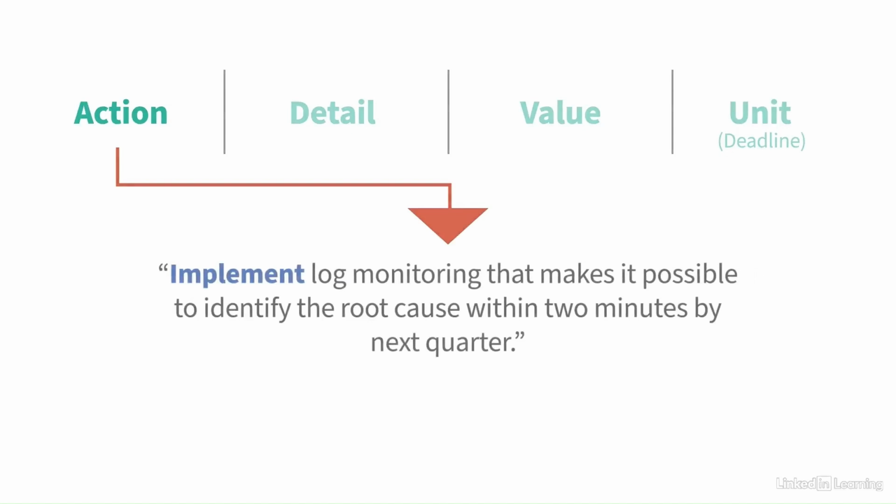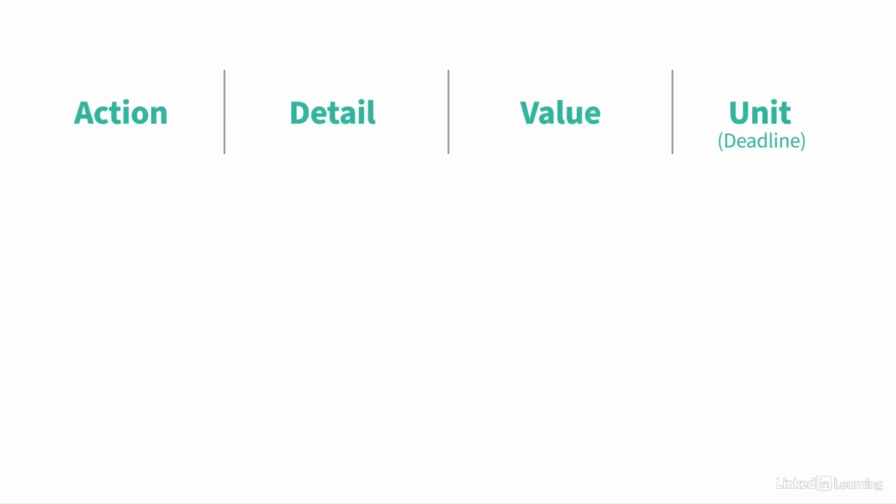Another example would be: implement log monitoring that makes it possible to identify the root cause within 2 minutes by next quarter. Right? Okay, so you need to implement something here. You need to implement log monitoring that makes it possible to identify the root cause of the errors within 2 minutes by the next quarter. So keep that in mind. Good KPIs need to have a few pieces of information there.